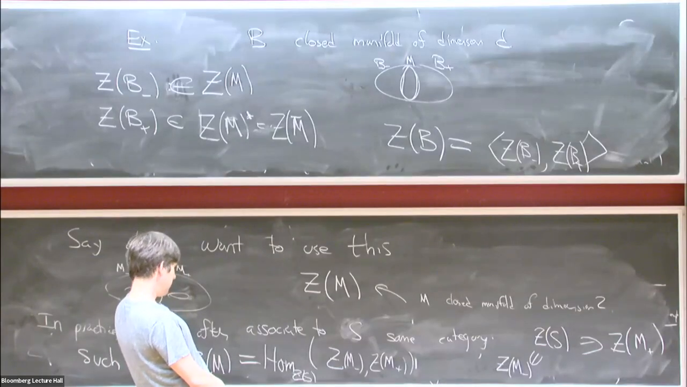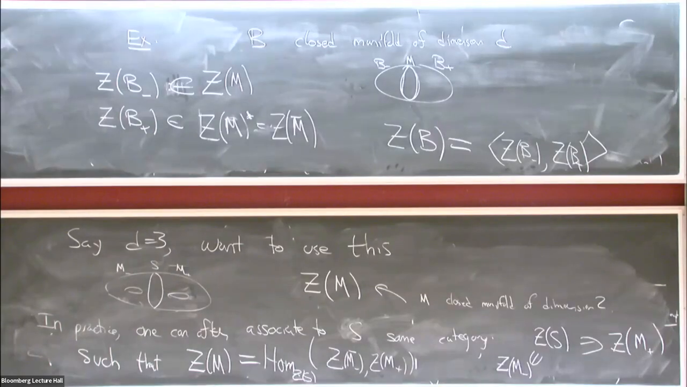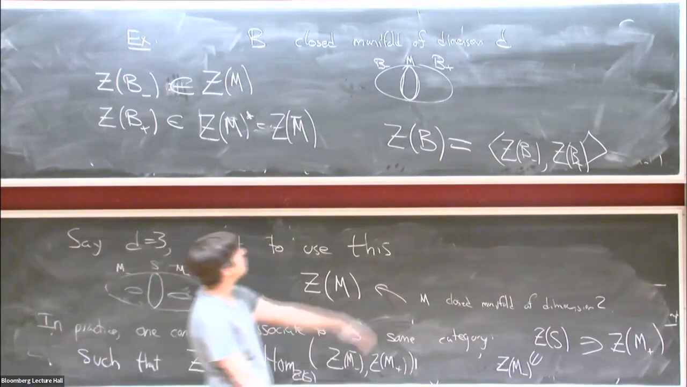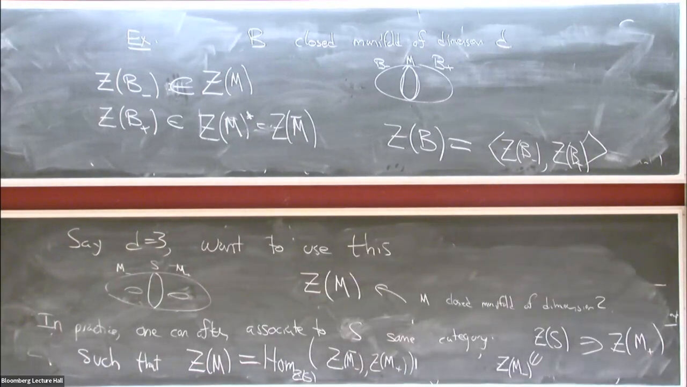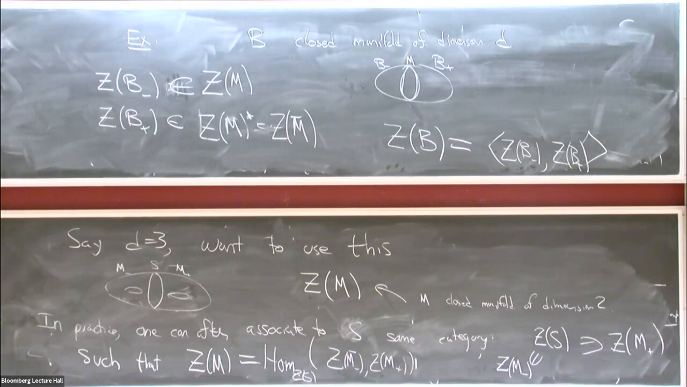That'd be Z of M plus dual, or Z of M plus bar with the opposite orientation? Well, yeah, maybe I should... Slightly confused. Right? Yeah. So is the dimension of the overall manifold, you're trying to apply this to the spatial manifolds? To the, so let's say D is equal to 3. So to every surface, one of these gadgets assigns a vector space. Right. So it's not part of Atiyah's axioms. Atiyah's axioms won't tell you anything about how to compute that vector space. But in practice, you often have more than what was axiomatized by Atiyah.